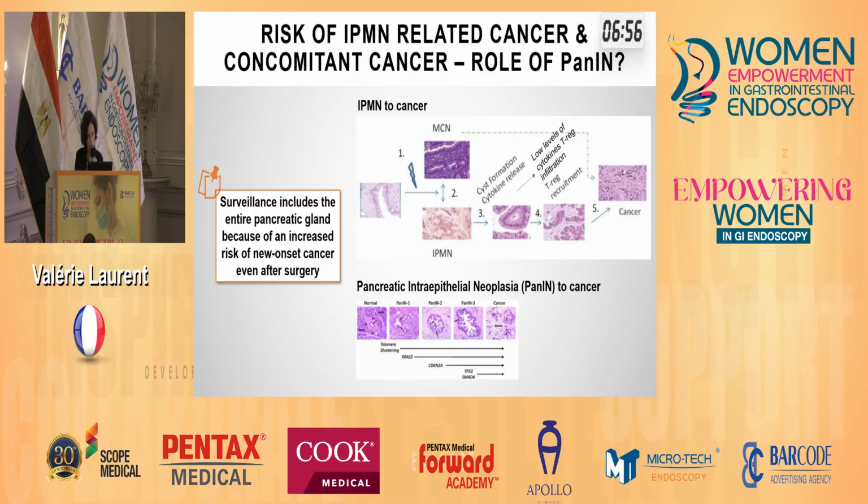The risk of cancer comes from the IPMN, of course, but also from the PanIN lesion. This is a pancreatic intraepithelial premalignant lesion developed on the small duct of the pancreas. So it is crucial during the follow-up to always examine the entire pancreatic gland to detect both types of cancer.